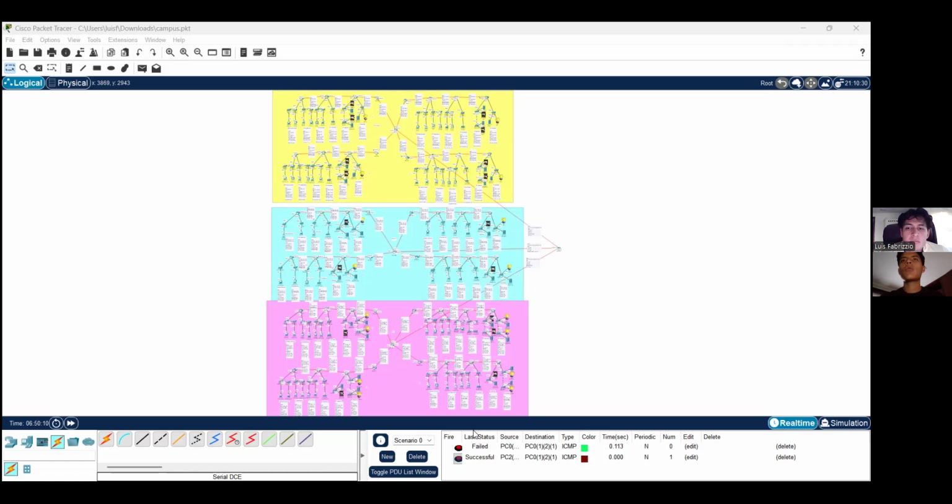For this, we just put two switches for each network, but they are capable of supporting the users that the requirements of the project have.